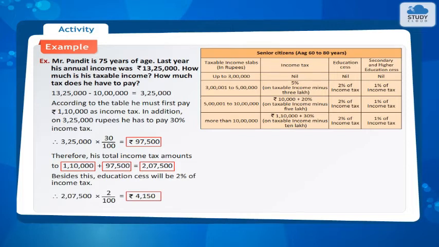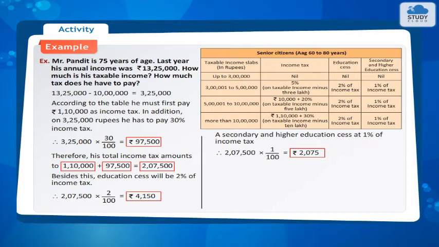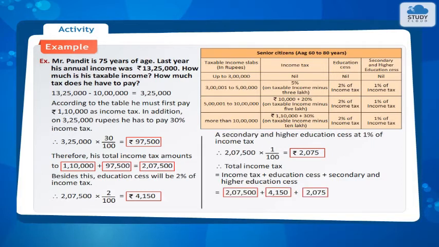Therefore, 2,07,500 into 2 upon 100 is equal to 4,150. A secondary and higher education cess at 1% of income tax. Therefore, 2,07,500 into 1 upon 100 is equal to 2,075. Therefore, total income tax is equal to income tax plus education cess plus secondary and higher education cess is equal to 2,07,500 plus 4,150 plus 2,075 is equal to.